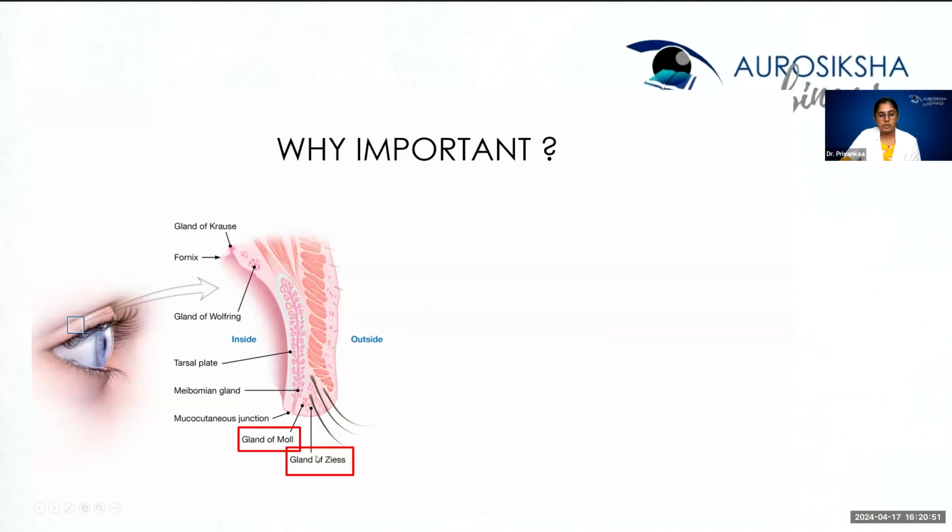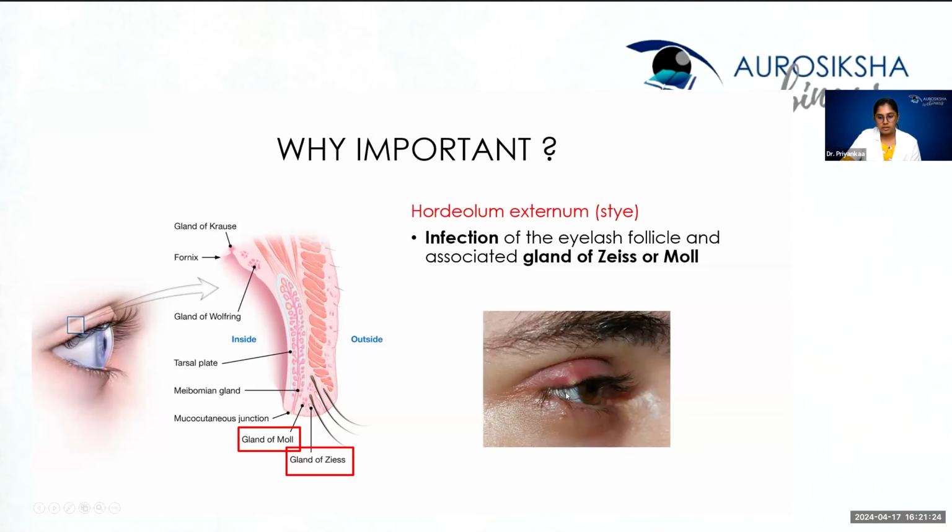The glands of the eyelids are important. Why is that? As you can see here, the gland of Moll and the gland of Zeis are situated very close to the eyelash follicle. Any infection of these glands or the lash follicle is called hordeolum externum. To avoid the confusion between hordeolum externum and internum, I'll make it very simple. The lash follicle is present on the outside of the eyelid, and any infection of it will lead to hordeolum externum, as you can see in this image.